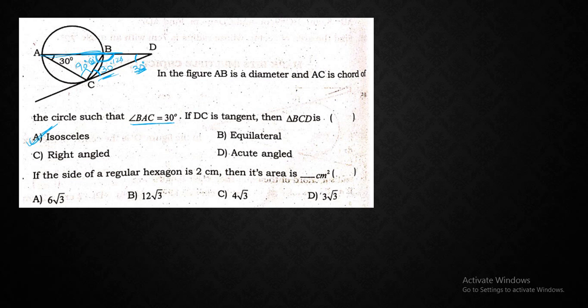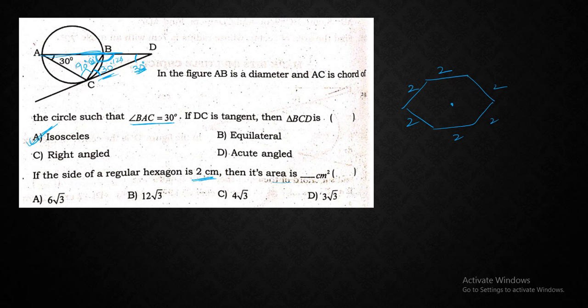If the side of a regular hexagon is 2 centimeters, then its area is asked. Regular hexagon means it looks like this, right? A hexagon will have 6 sides. Now each side is 2 centimeters, so this is 2, 2, 2, 2 and 2.